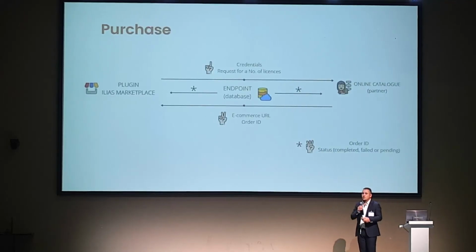At this point, we want to purchase those courses. Okay, we choose the English course, and how does the purchase work? It works in ILIAS, because here the plugin sends the credentials and the request for a number of licenses to the online partner through the database. Then BEX, the plugin, receives the e-commerce URL, which is, of course, the one of the partner of the online catalog, and an order ID. Then the database sends back to the partner and the plugin an order ID and the status of the transaction. The transaction can be completed, failed, or pending. So the whole purchase process still is in ILIAS.